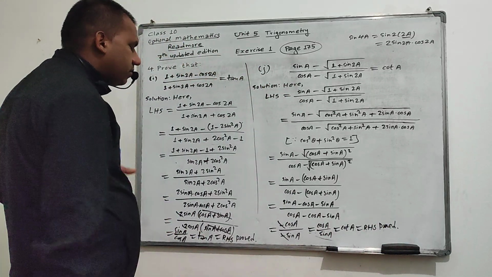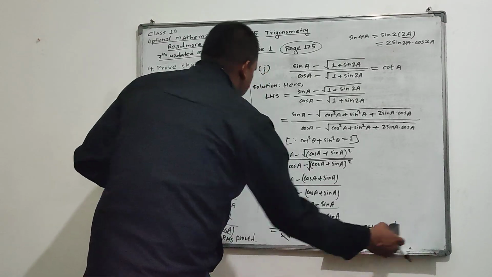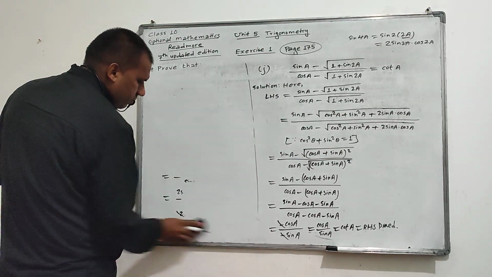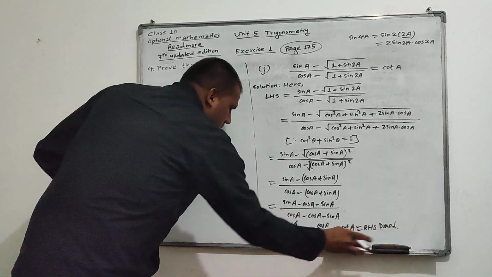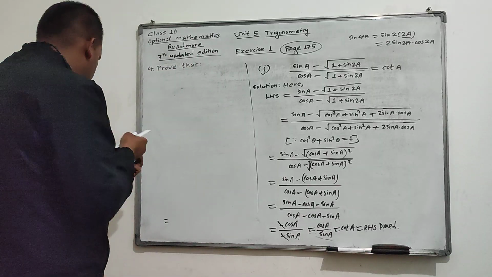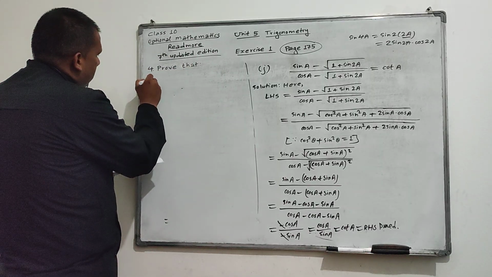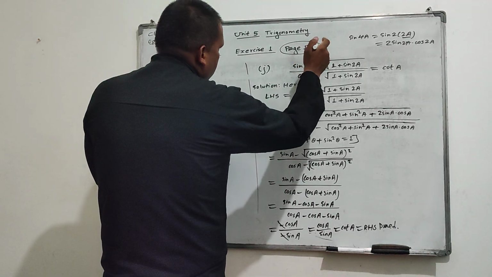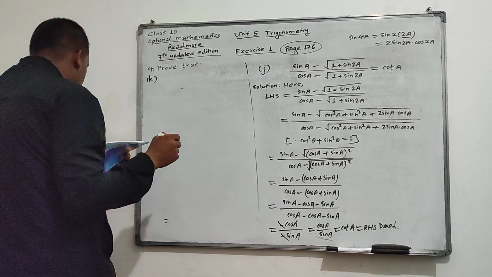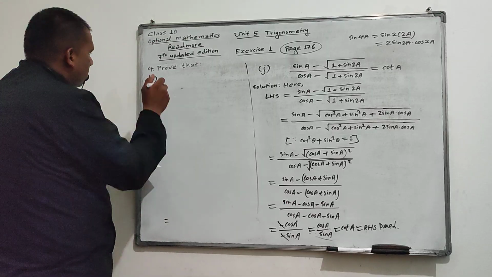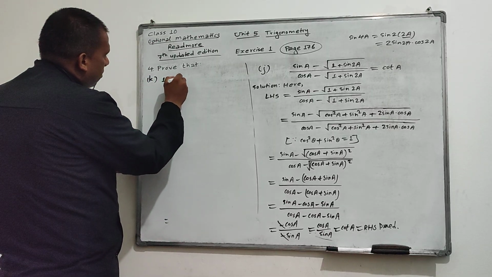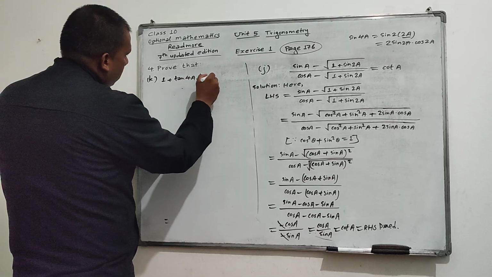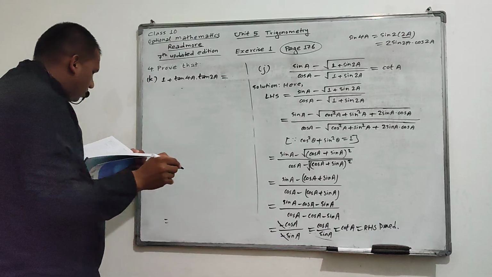Now K. On K we have, now page number 176, next page: 1 plus tan phi dot tan phi equals to sec phi.